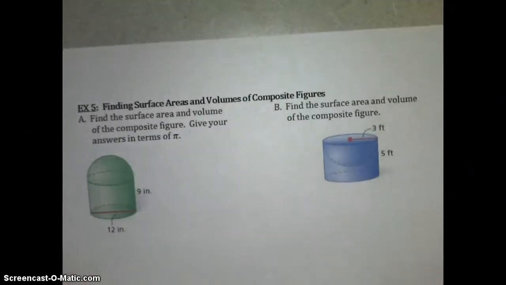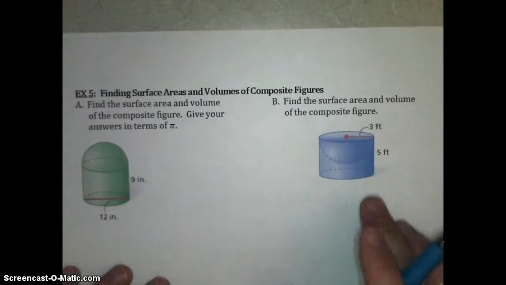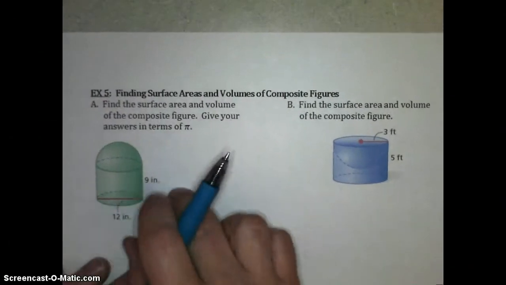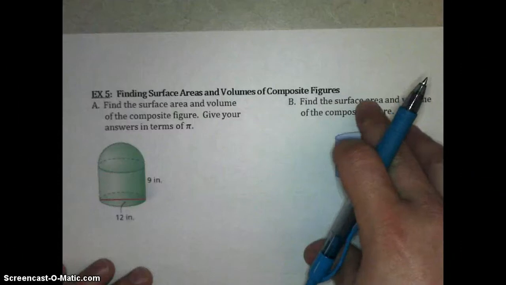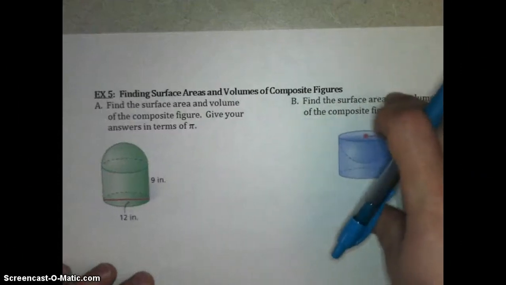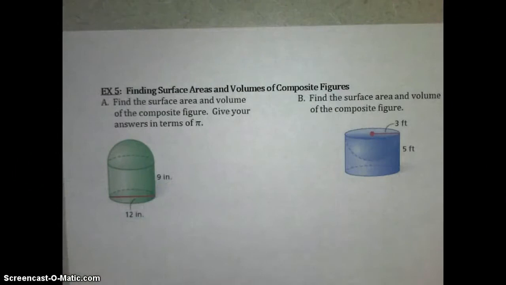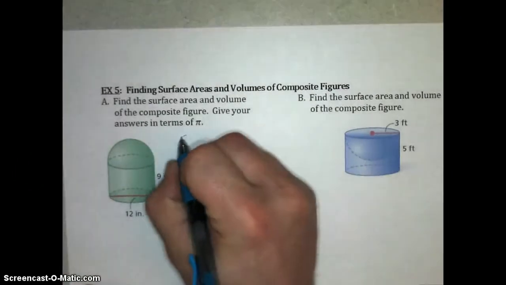All right, last little bit of our examples here incorporates finding the surface area and volumes of composite figures. We're only going to do part A. We'll leave part B to be done in class, or you can do it on your own if you would like. But we're going to go ahead and take a look at part A. Now, let's find surface area first.